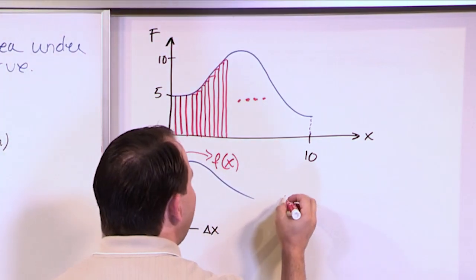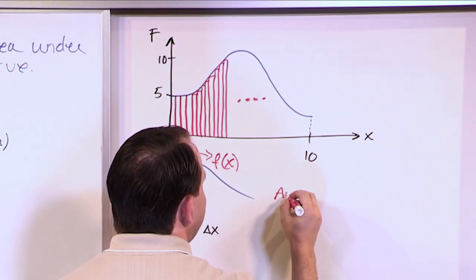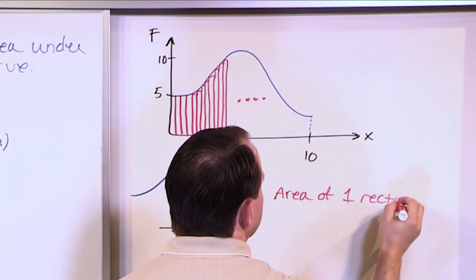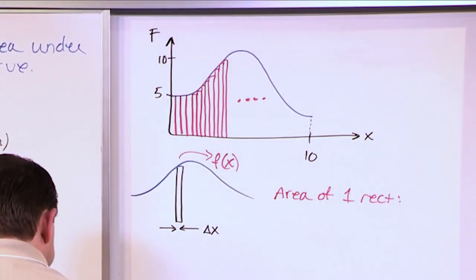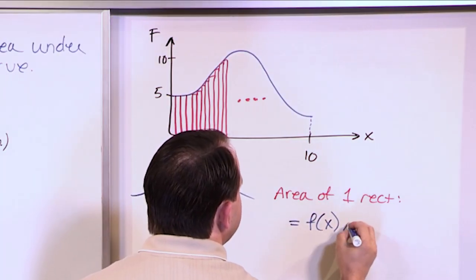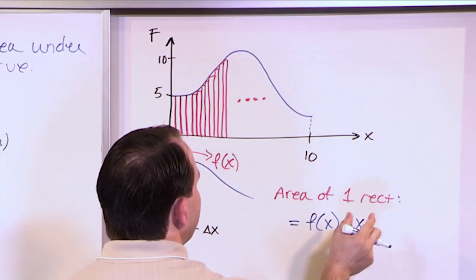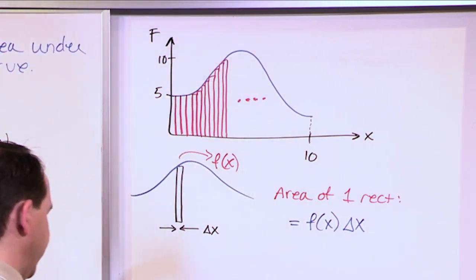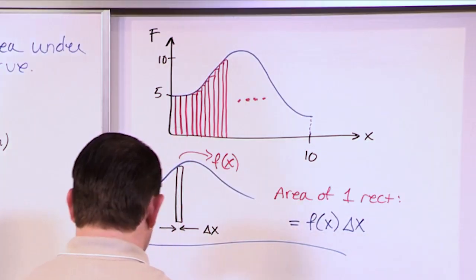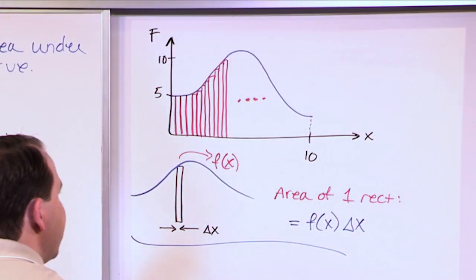So in order to find the area of one rectangle, the answer is f of x times delta x. This is just the width of the rectangle times the height of the rectangle. All right, so this is just for one little rectangle. Now let's go and extend this further.